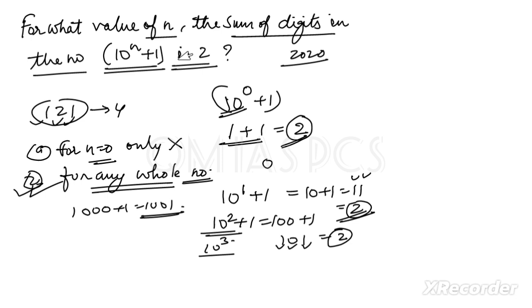The next options are for any positive integer n only, or for any real number n only. For any positive integer, 0 is not included, so C is not true. For real numbers, fractions are also included, so that is also not true. That's why only B is the answer. So I think you understood this one.